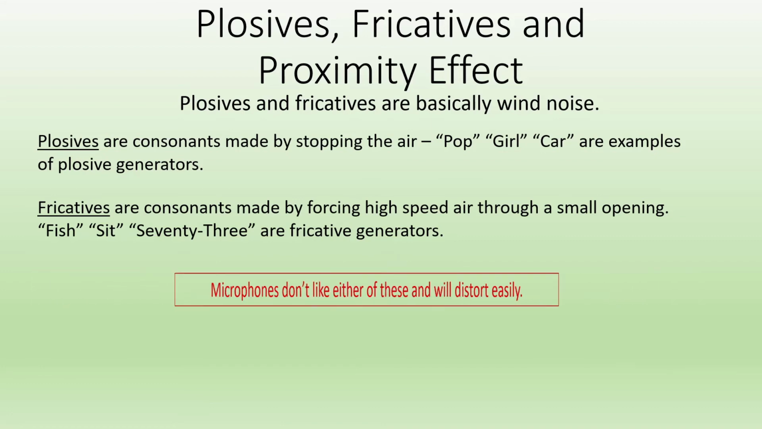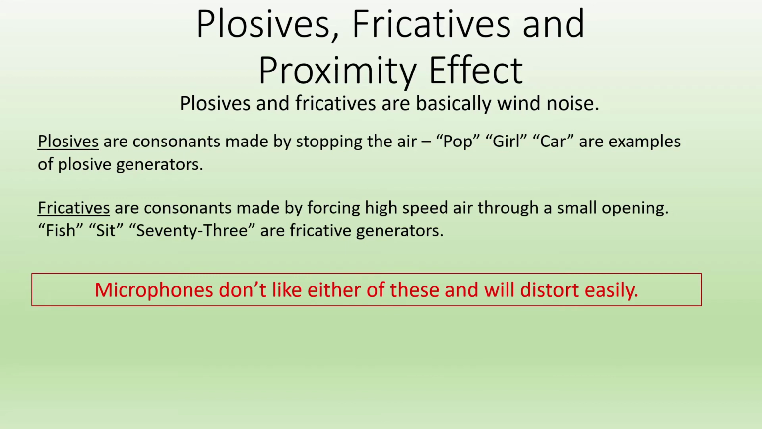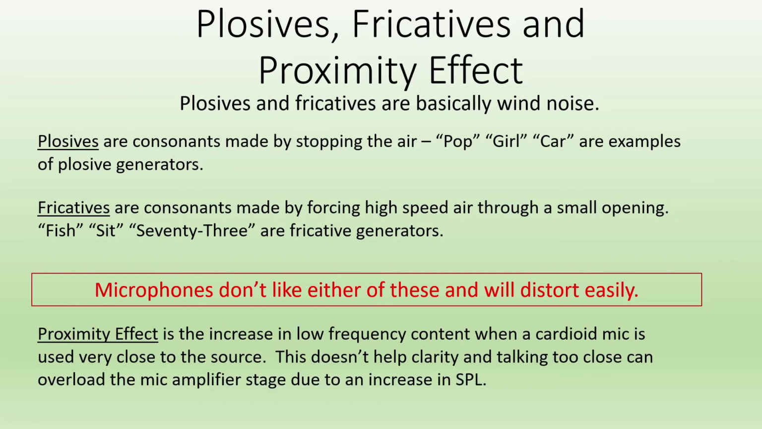Microphones don't like either of these and will distort easily. How many times have you heard operators that sound like they're spitting into the mic? Very hard to listen to. Proximity effect is the increase in low-frequency content when a cardioid mic is used very close to the source. This doesn't help clarity, and talking too close can overload the mic amplifier stage due to an increase in sound pressure level.